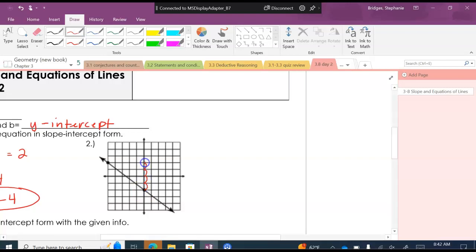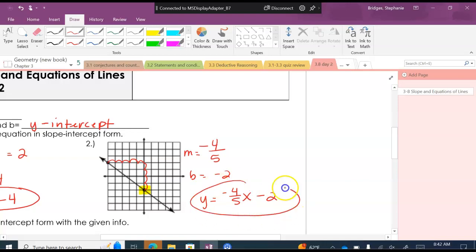One, 2, 3, 4. And then 1, 2, 3, 4, 5. Is this a positive slope or negative slope? Negative. So did everybody get -4/5 for their slope? And then my y-intercept, again, where does it cross the y-axis? What number is that? So tell me what my equation would be. Y equals? -4/5 x minus 2. You plug in your slope for m, you plug in your y-intercept for b, and that's all you have to do.